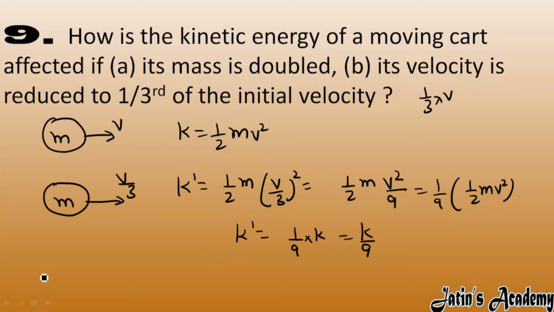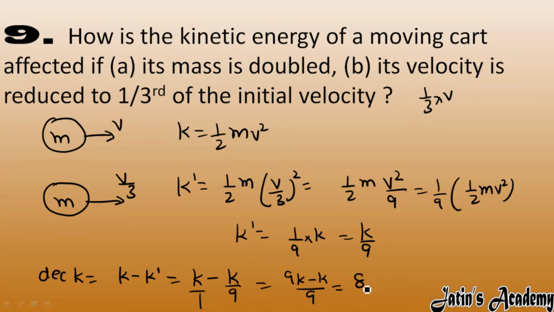So we have to calculate now the decrease in kinetic energy, which is initial kinetic energy minus final. Now initial kinetic energy is more and final kinetic energy is less. Initial kinetic energy we have k, final we have k by 9. So now just take an LCM, that is 9k minus k over 9, that is 8 by 9 k. So the decrease in the kinetic energy is 8 by 9th of the initial kinetic energy.